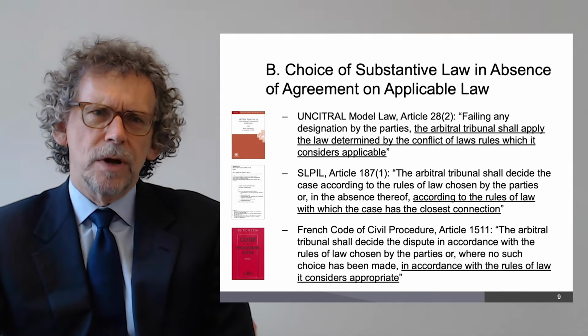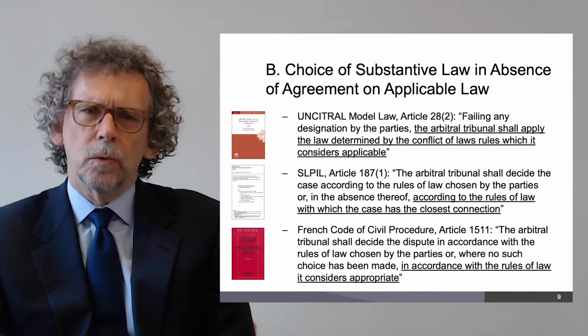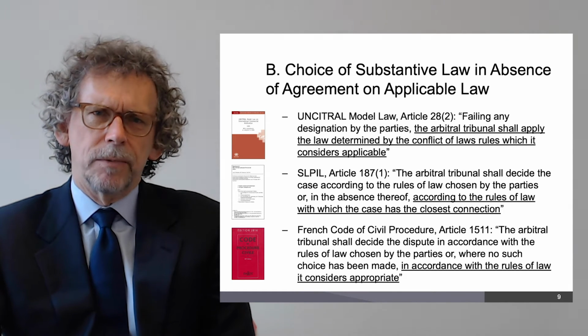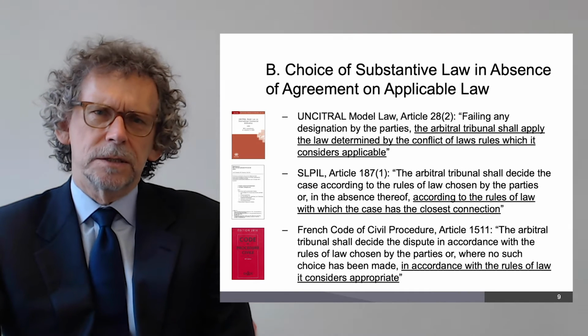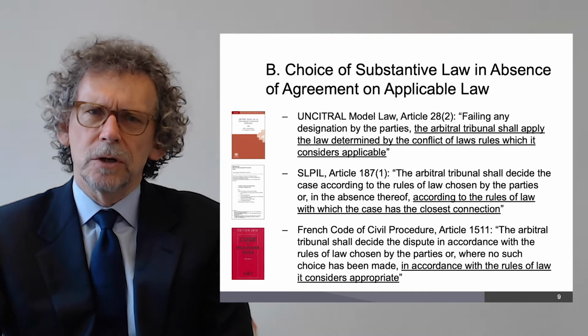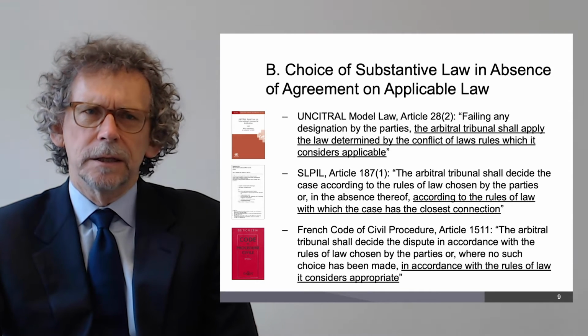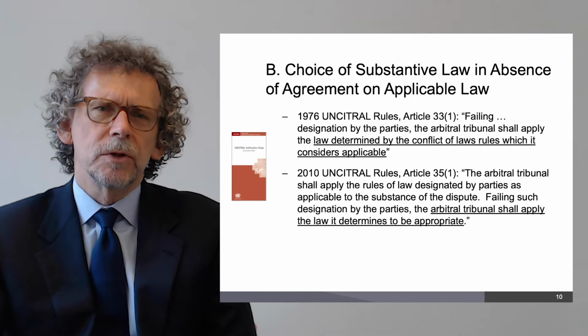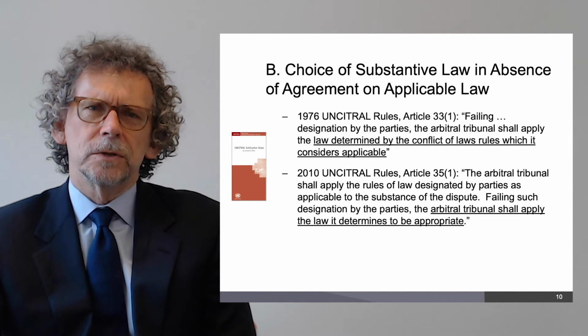The Swiss law on private international law also recognizes the arbitral tribunal's authority to choose the applicable law in the absence of any choice by the parties, as does the French Code of Civil Procedure. Each does so in slightly different terms that we're going to look at in a little more detail. Institutional arbitration rules recognize the same authority on the part of arbitral tribunals.